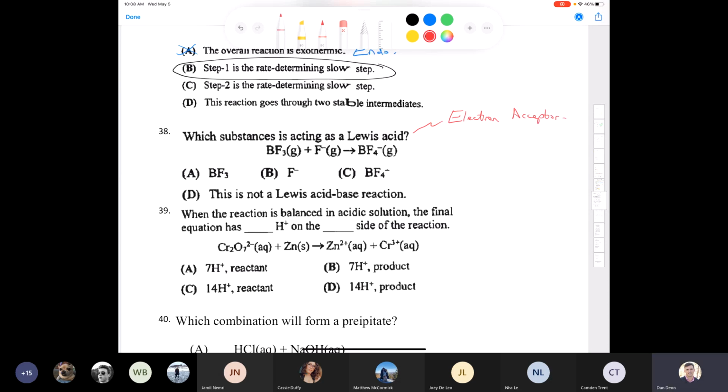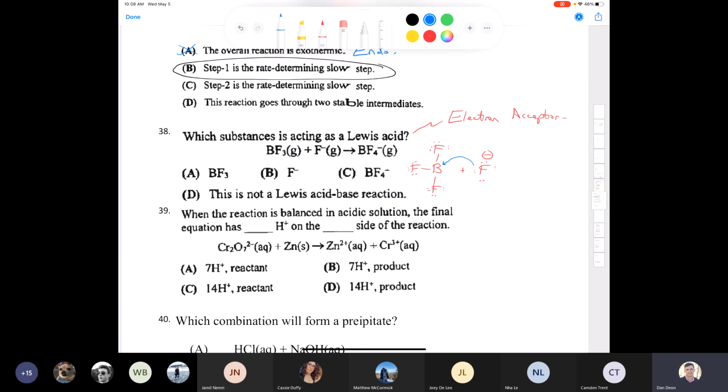So if I look at the Lewis structures here, I have the boron trifluoride, and I'll just write out the Lewis structure here. You have BF3, right? The boron is sp2 hybridized. It's got the empty p orbital. And then when it sees that fluoride, the fluoride is going to donate electron density in here.